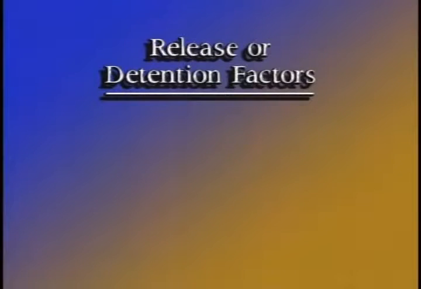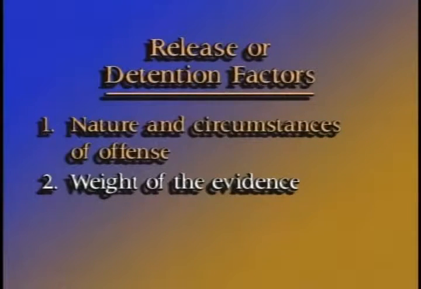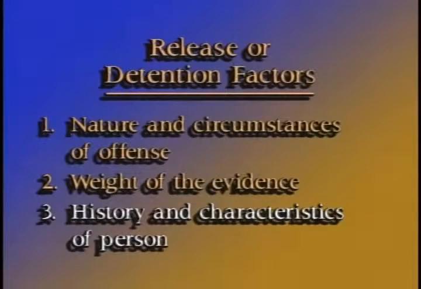It includes such things as the nature and circumstances of the offense, whether it involves violence or drugs, the weight of the evidence, and the history and characteristics of the person, including the defendant's character, physical and mental condition, family ties, employment, financial resources, length of residence in the community and community ties, past conduct, substance abuse history, criminal record, and records concerning appearance at other proceedings.